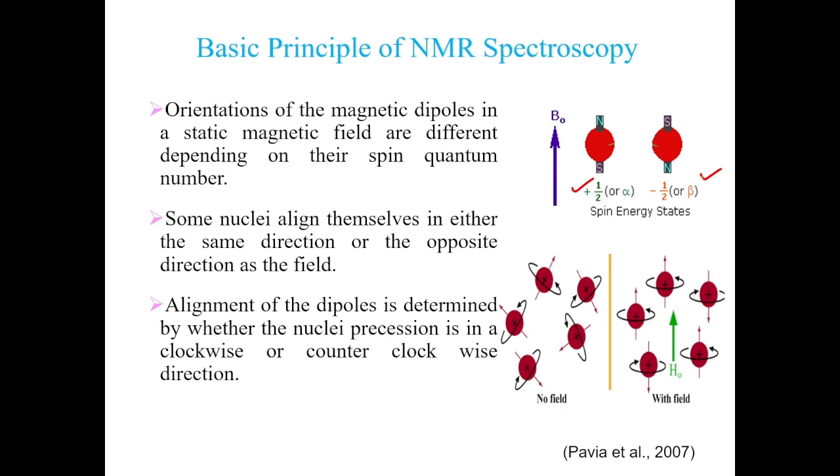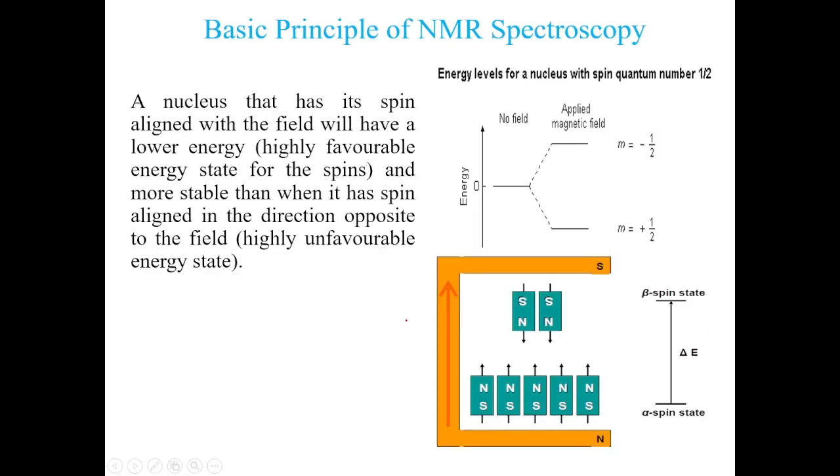Some nuclei align themselves in either the same direction or the opposite direction as the field. The alignment of the dipoles is determined by whether the nucleus spins in a clockwise or anti-clockwise direction, and that determines the position of the dipole under the external magnetic field. A nucleus that has its spin aligned with the field has lower energy, called the alpha spin state. The nucleus aligned against the field is in the beta spin state and has higher energy. Alignment with the field is more stable than alignment opposite to it. So this is the unfavorable state and this is the favorable state.